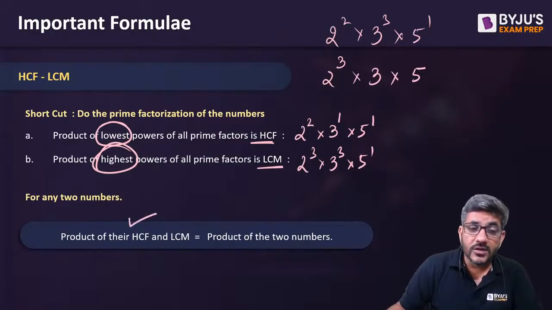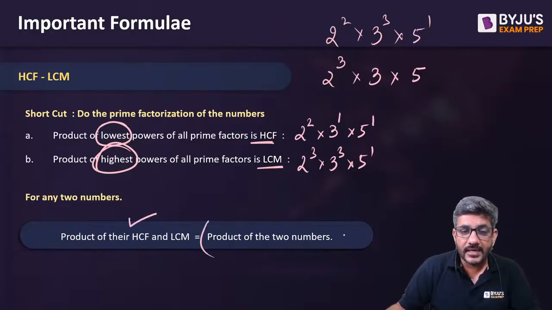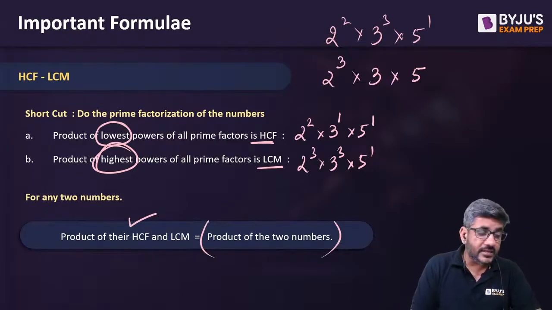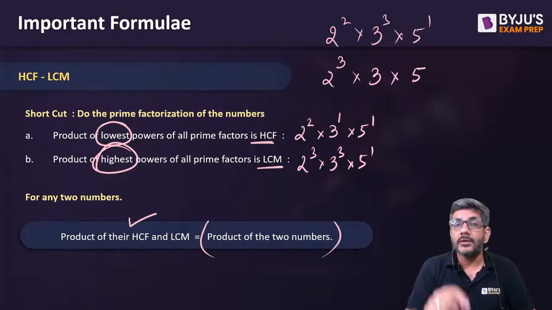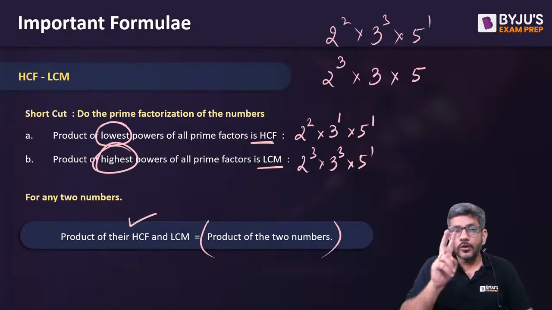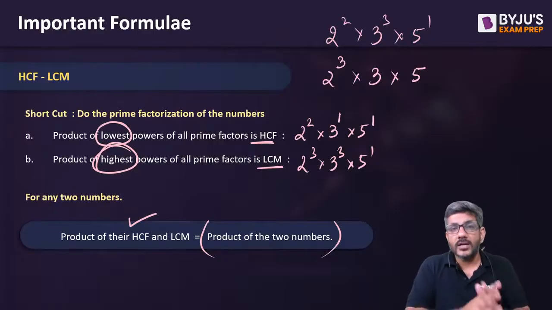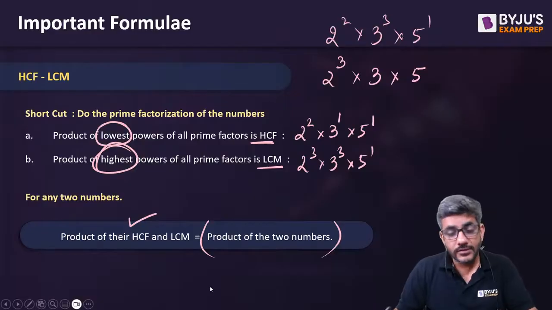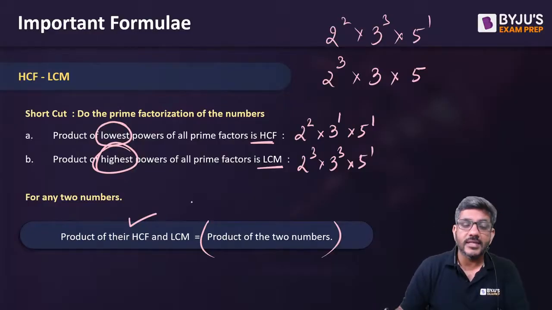And the product of the HCF and LCM is equal to the product of the two numbers. One thing to note here is that this rule is applicable only for two numbers. This rule is applicable only for two numbers, that the product of the HCF and LCM is equal to the product of the two numbers. That's the rule of HCF and LCM.